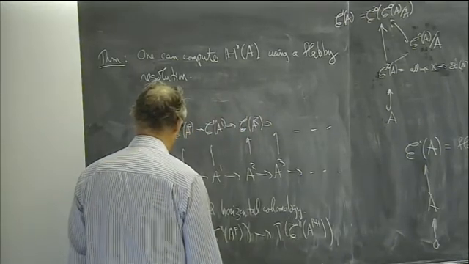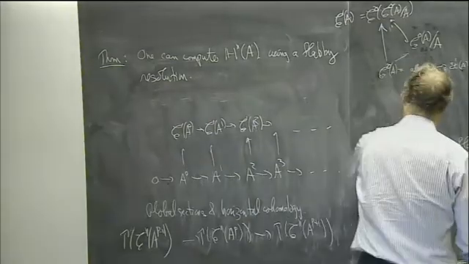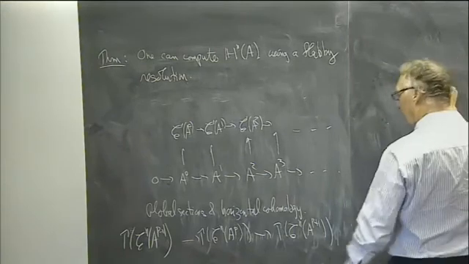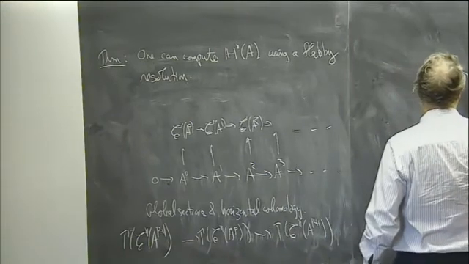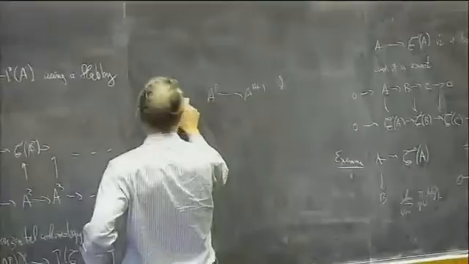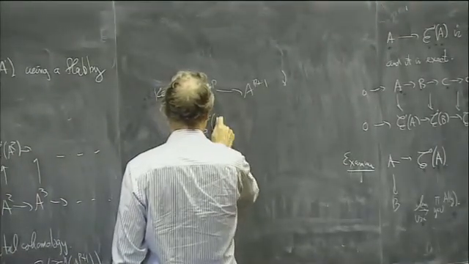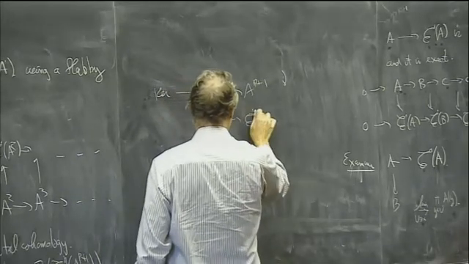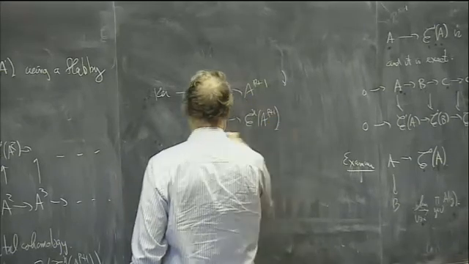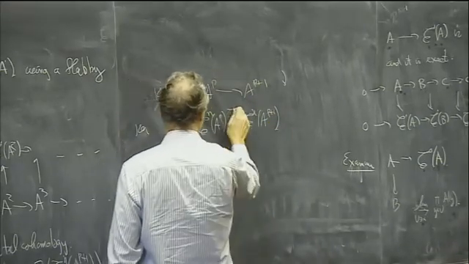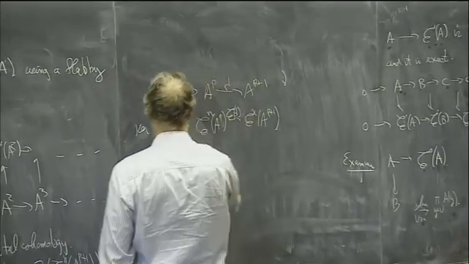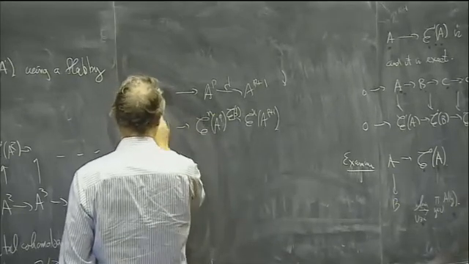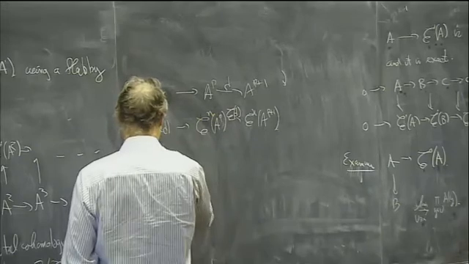How do I want to say this? You see, the fact that C is exact tells me that when I go from AP to AP plus 1 and look at the kernel, Cn of AP into Cn of AP plus 1, the kernel of this map, C of D, is simply equal to Cn of the kernel of D.